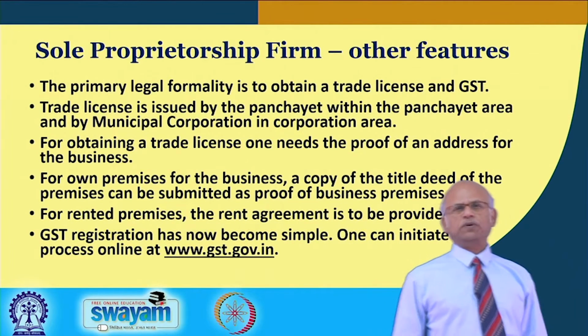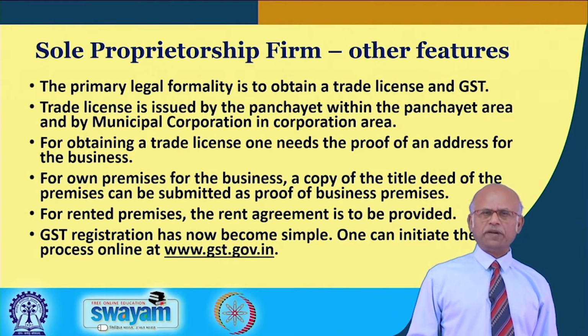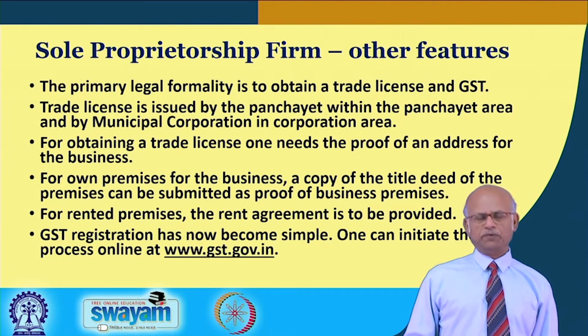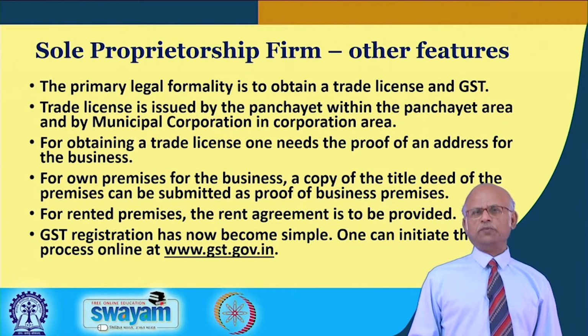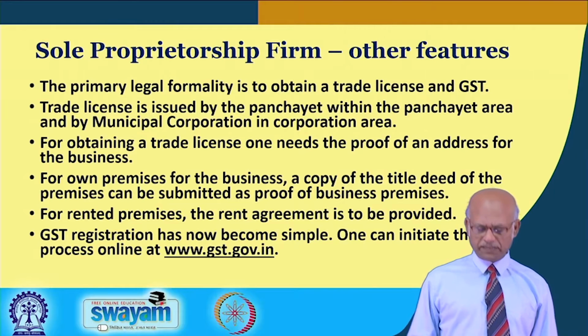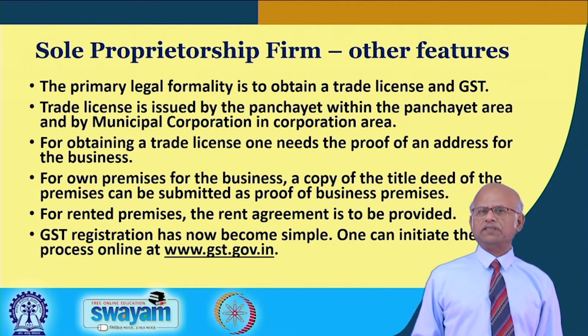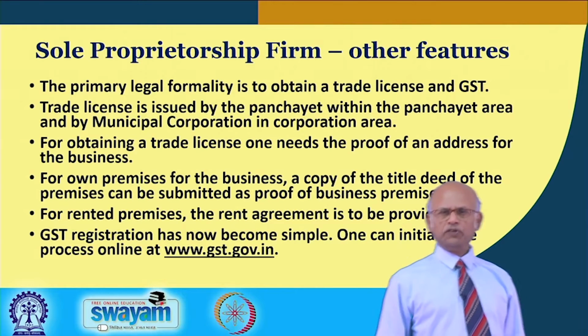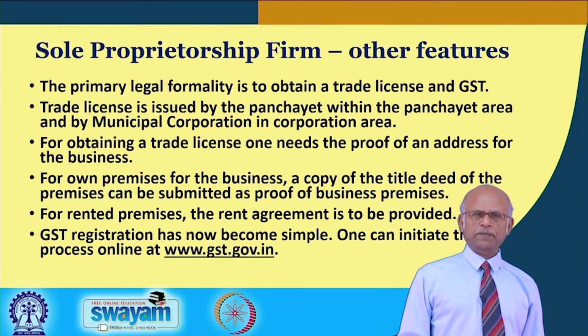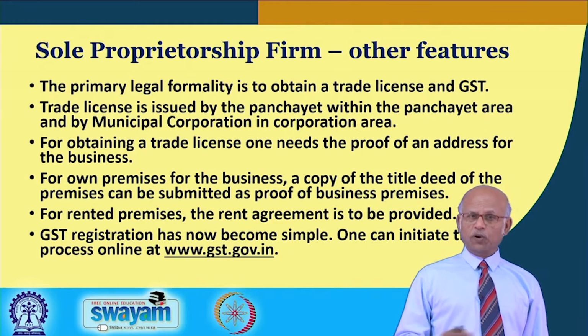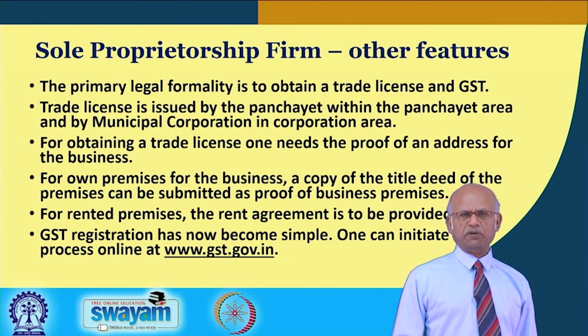Other features of a proprietorship firm are like this. The primary legal formality is very simple. It is just to obtain a trade license to start a business and goods and services tax registration. These two registrations enable an individual to start a proprietorship business. All these formalities are very simple nowadays.